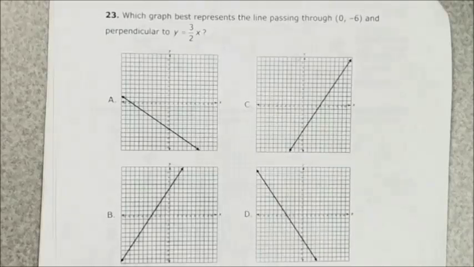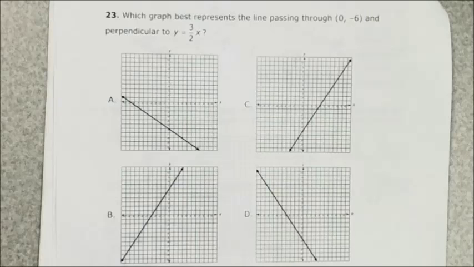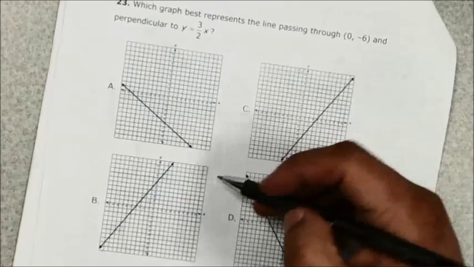All right, for number 23, it says which graph best represents the line passing through the point 0, -6 and is perpendicular to the line y equals 3/2 x. The first thing to check, since it is a multiple choice question, is whether it goes through the point 0, -6. If I look at these, the only one that doesn't go through that is B.